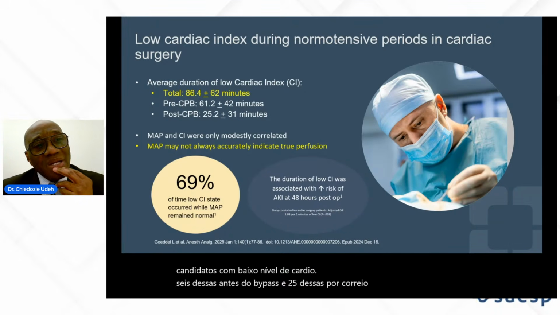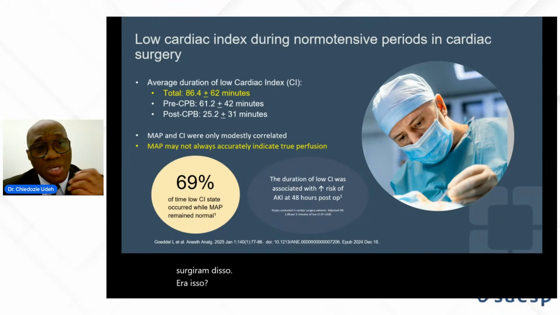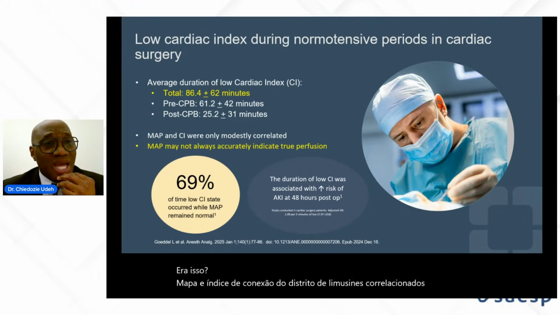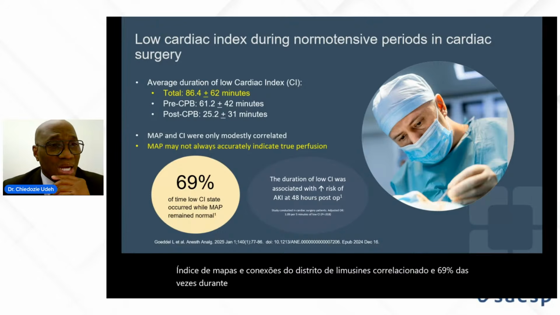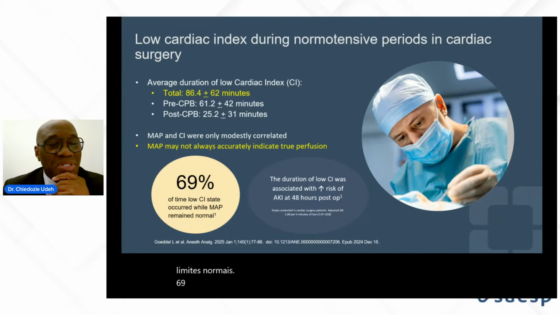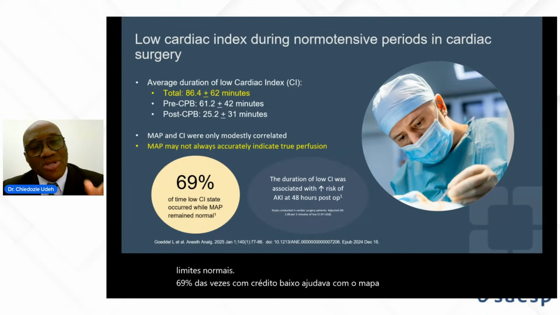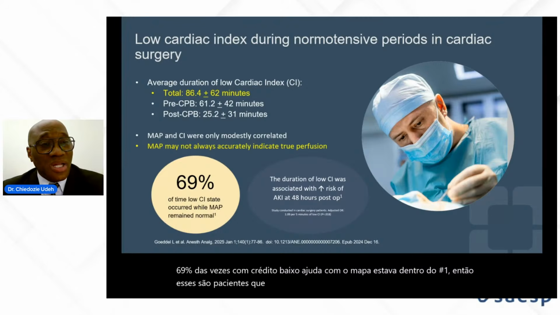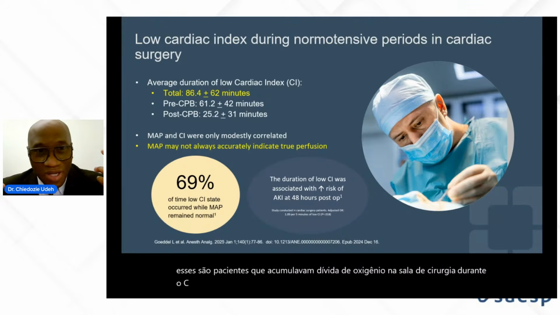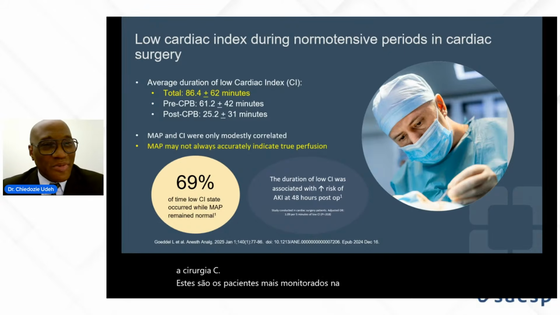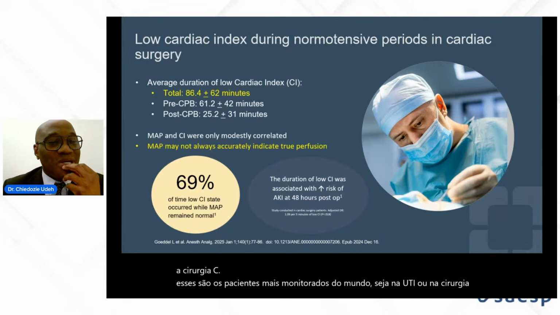One of the things that came out of this was that MAP and cardiac index were modestly correlated. And 69% of the time during which these patients had low cardiac output, their MAPs were within normal limits. So these were patients who were accumulating an oxygen debt in the operating room during cardiac surgery. These are the most monitored patients in the world, whether it be in the ICU or in the operating room, and yet this was still happening.